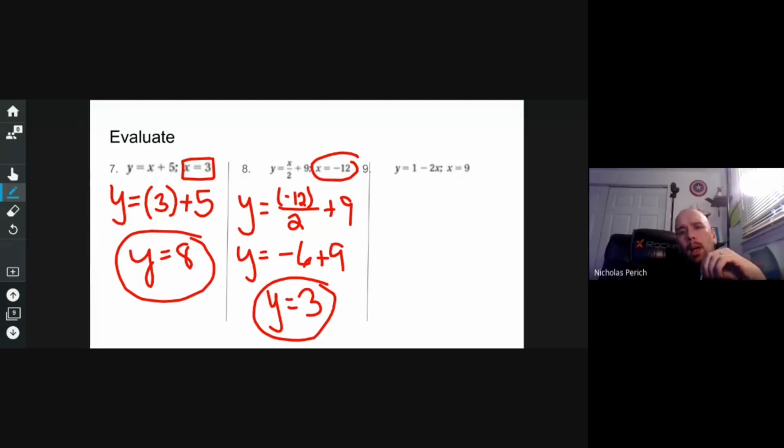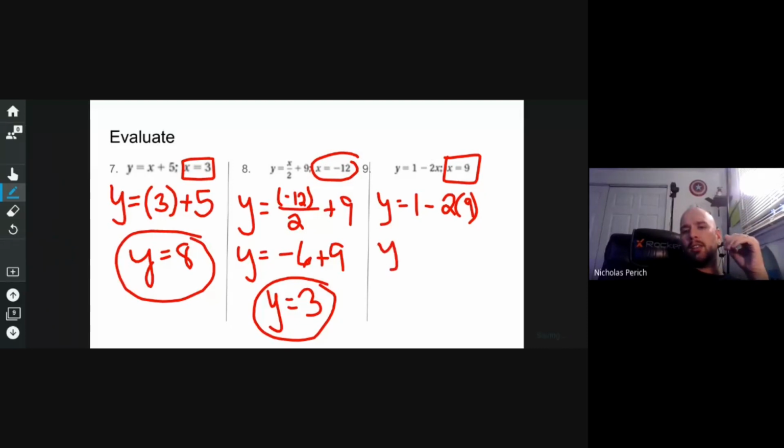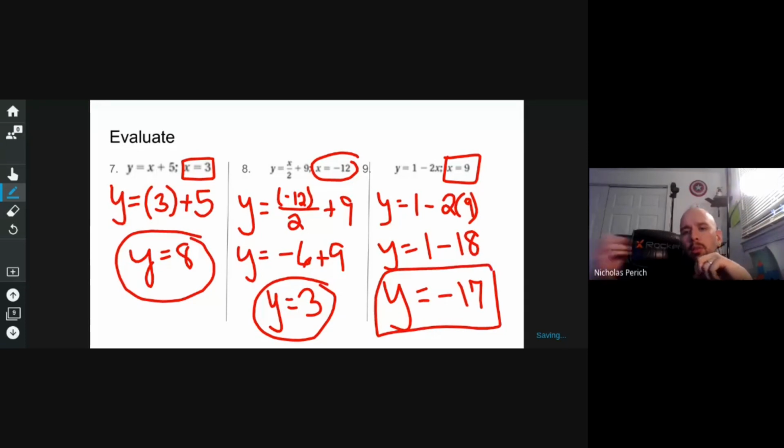Y equals 1 minus 2x. There's my x. Y equals 1 minus 2 times 9. PEMDAS says I have to multiply first. So 2 times 9 is 18. So 1 minus 18. And if I have $1, but then I lose $18, I am now down $17. Good job. Good work, everybody.